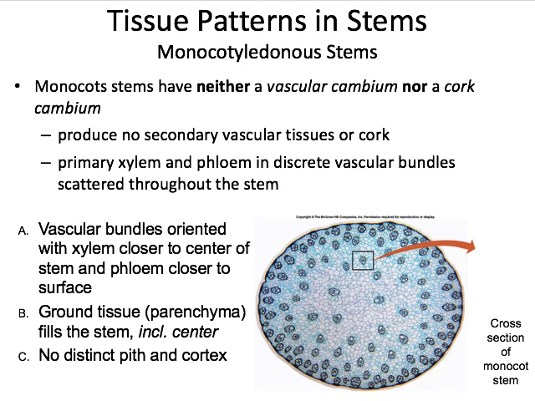Now, monocots are different from dicots and the conifer in their stems. In a monocot stem, they have neither a vascular cambium nor a cork cambium, and therefore they produce no true woody tissues. Instead, they have primary xylem and phloem in discrete vascular bundles that are scattered throughout the stem. Also, because these bundles are scattered, we say they have no distinct pith or cortex regions in their stems as well.